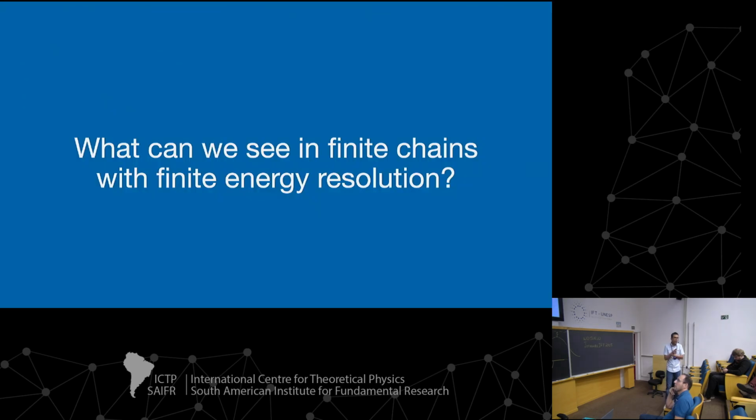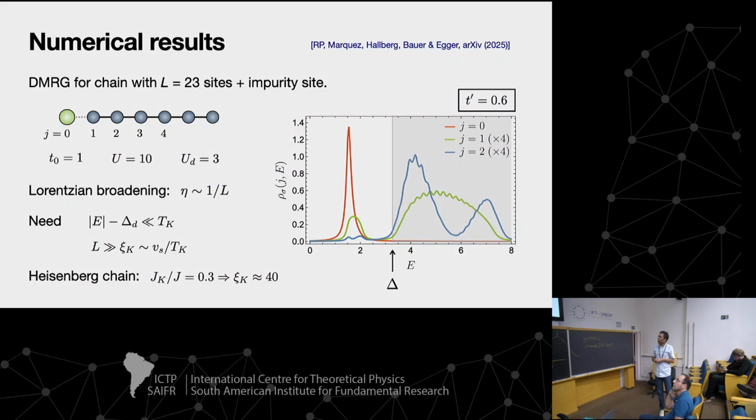And that's my simple cartoon picture that comes out of these calculations. Of course, the question is, if I try to look for signatures of this behavior for a finite chain, which is not in the thermodynamic limit, and also if you have some finite energy resolution, if you try to do this in experiments with nanographene chains, for example, what can you see? And this is where we did some numerics.